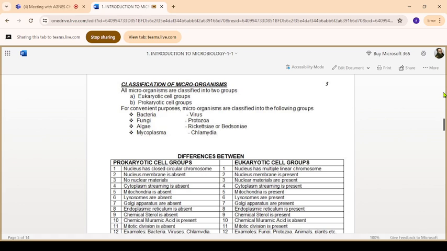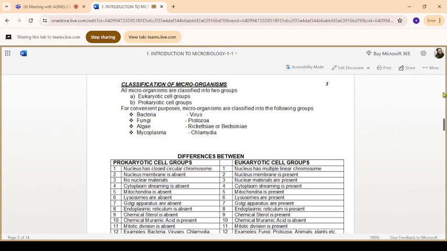Now, in microbiology also we can classify microorganisms into two. Microorganisms are classified into eukaryotic cell groups and prokaryotic cell groups. For purposes of clarification, we have organisms like bacteria, fungi, algae, mycoplasma, viruses, protozoa, rickettsia, and chlamydia. Now, let's look briefly at the differences between prokaryotic cells and eukaryotic cells.